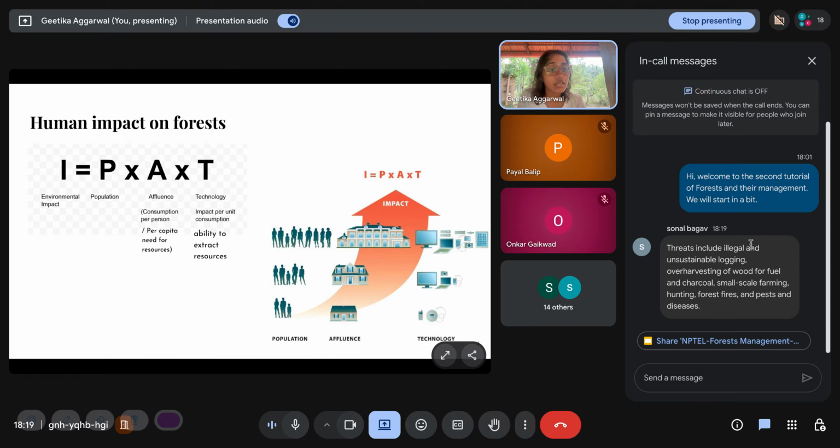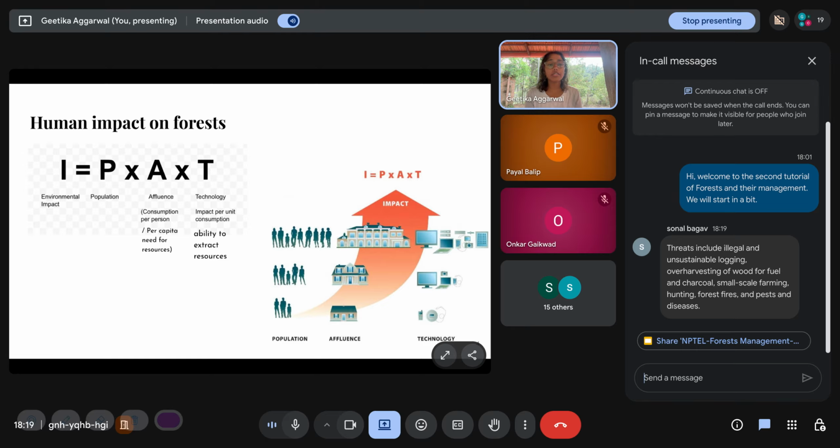okay, yeah, somebody has answered. Threats include illegal and unsustainable logging, overharvesting of wood for fuel and charcoal, small scale farming, hunting, forest fires, and pests and diseases. Very good, Sonal. That's a correct answer, a very nice answer. Basically, yeah, we have different threats.